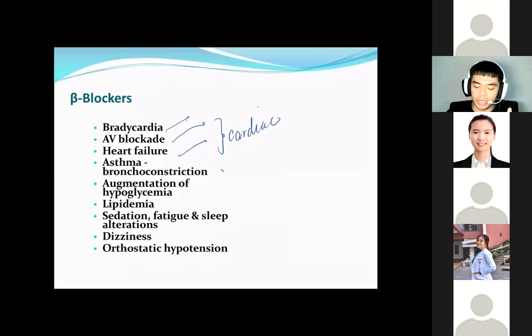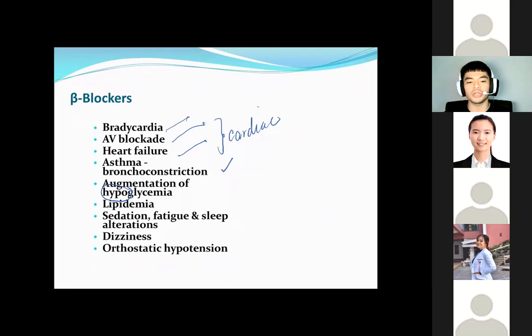And then, na-discuss ko na to kanina, asthma can also happen or could also be exacerbated, especially for non-selective beta blockers, yung NSDP. Next, there could also be augmentation of hypoglycemia. So ang beta blockers, they can lower blood glucose levels.